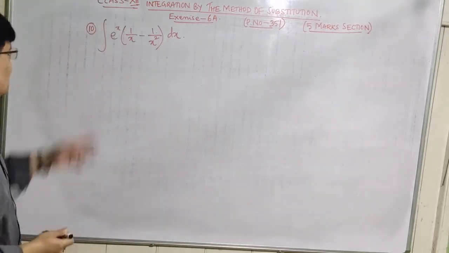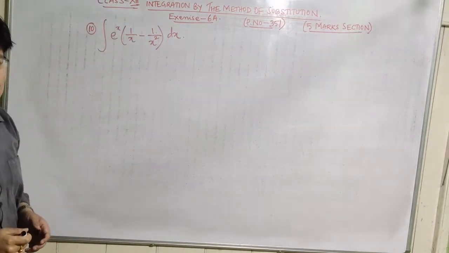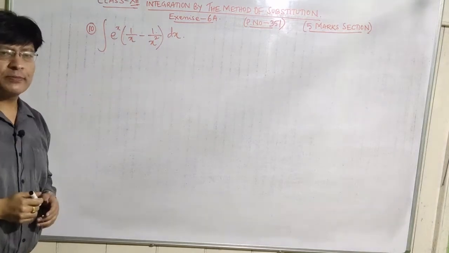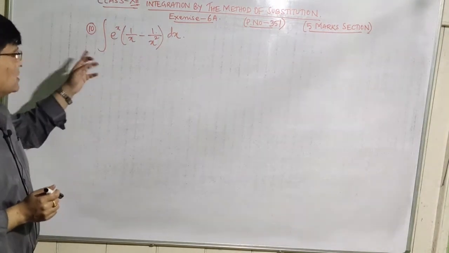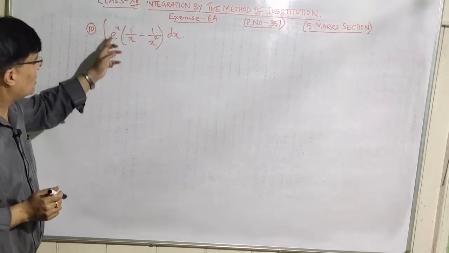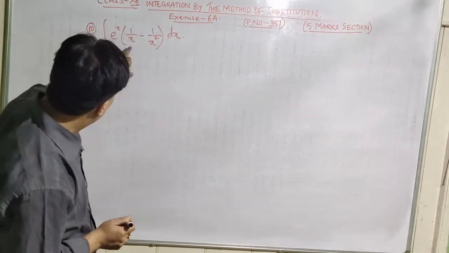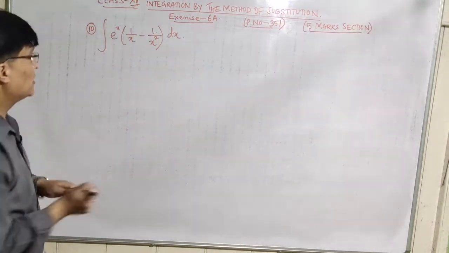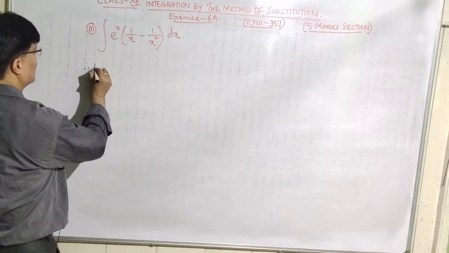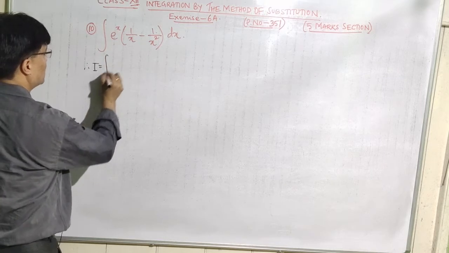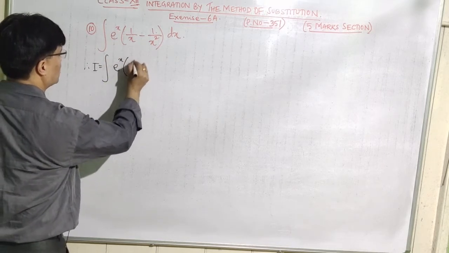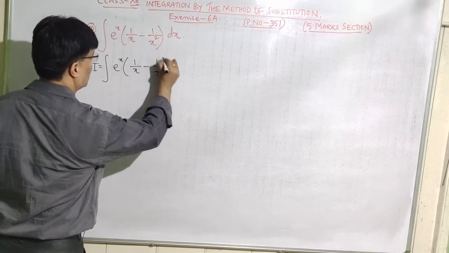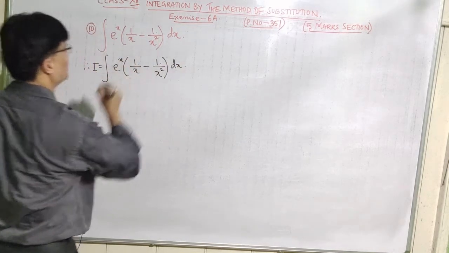So now let us do this problem from the book. That is question number 10, from the 5 mark section. So you have to evaluate this integral. That is the integral of e to the power x within bracket 1 upon x minus 1 upon x square dx. So let us write here I is equal to the integration of e to the power x within bracket 1 upon x minus 1 upon x square dx.